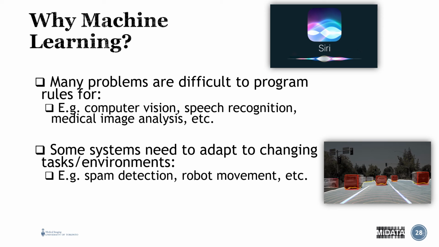Now, some systems need to adapt to changing tasks or environments. So if it's constantly changing, it's tricky to set rules for it. A good example of that is spam detection. Wow, that's changing hourly, constantly changing. Robot movement. How do you adapt to your environment when you're programming a robot? So there's another couple of examples where machine learning and artificial intelligence have made huge progress in those areas.